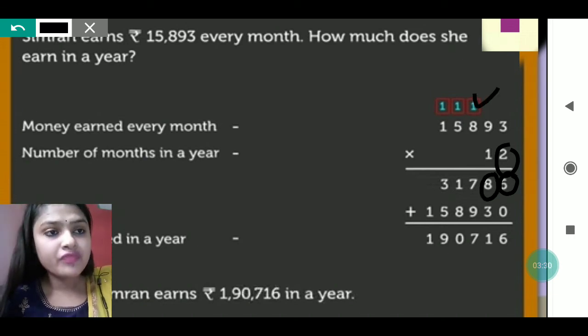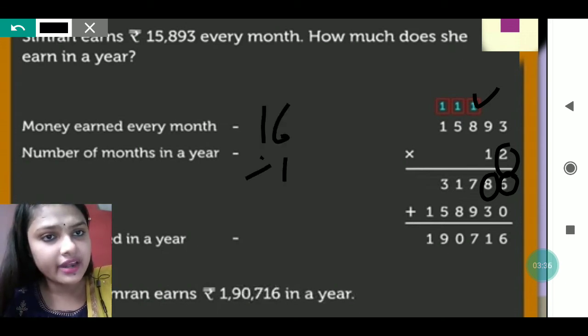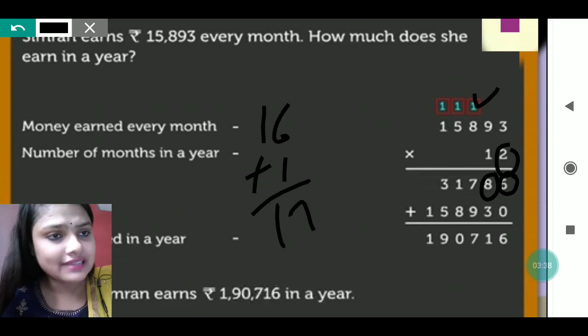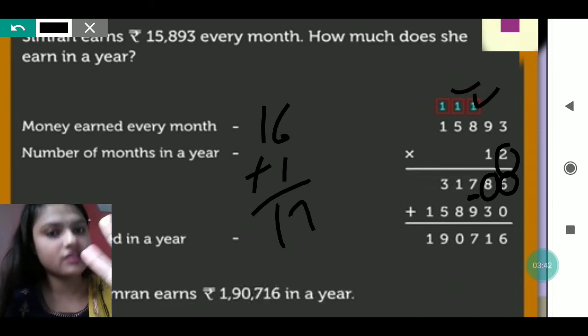Now I will read the table of 8 two times. 8 ones are 8, 8 twos are 16. So 16 plus 1, my dear, is 17. 7 we will write down and 1 we will write up. That is the second digit.